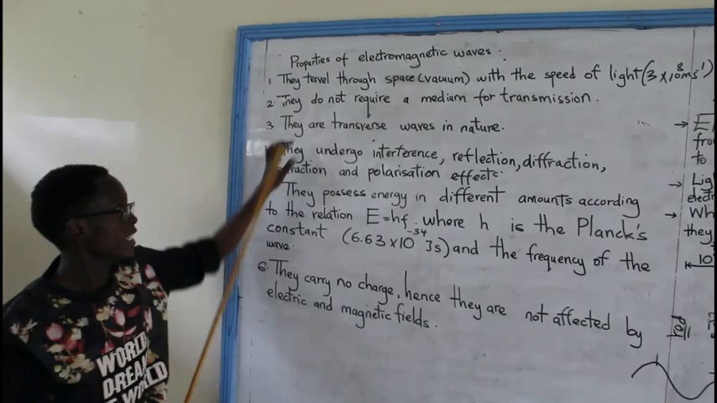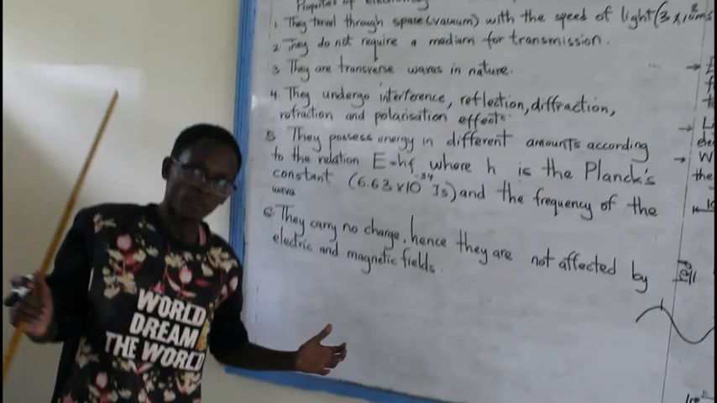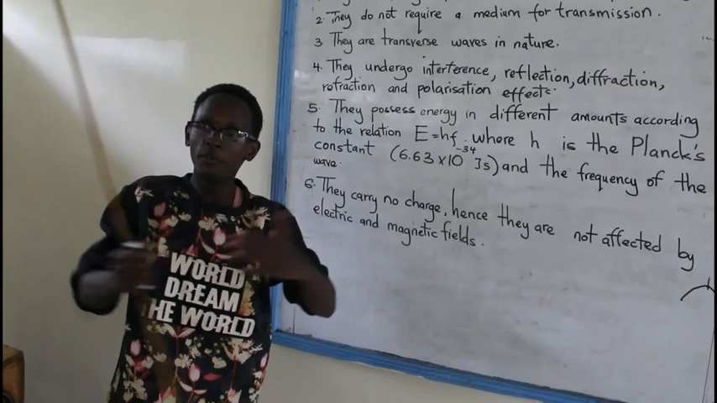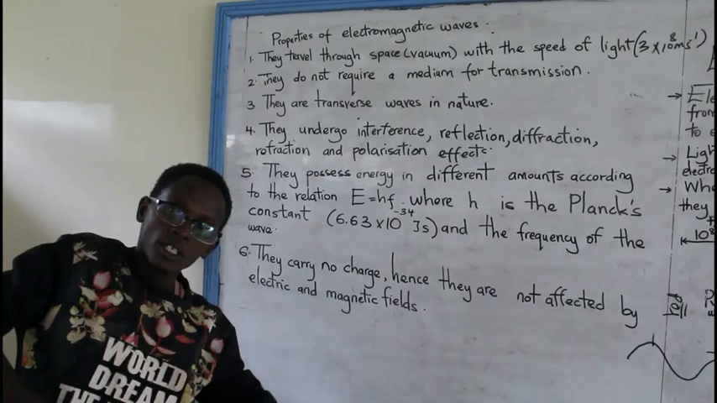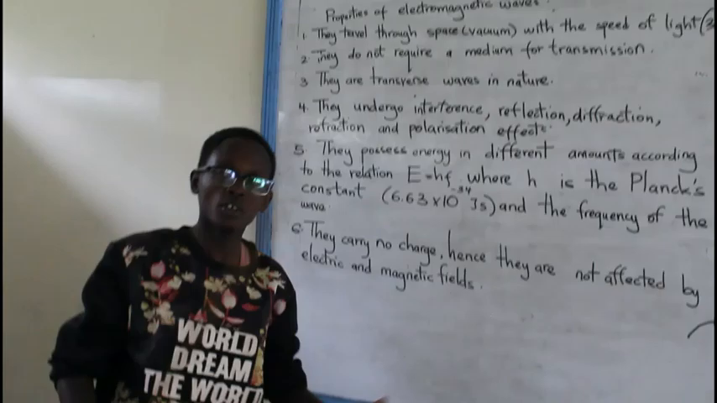The second one, they do not require a material medium for transmission. Unlike mechanical waves, which require a material medium for transmission, electromagnetic waves can pass through a vacuum. A vacuum is a space that does not contain any form of matter. So these waves can pass through a space that does not contain matter, so they do not need matter to be transmitted from one point to another. Just as light travels from the sun to us, the infrared and the ultraviolet do not require a material medium for transmission for them to reach us.